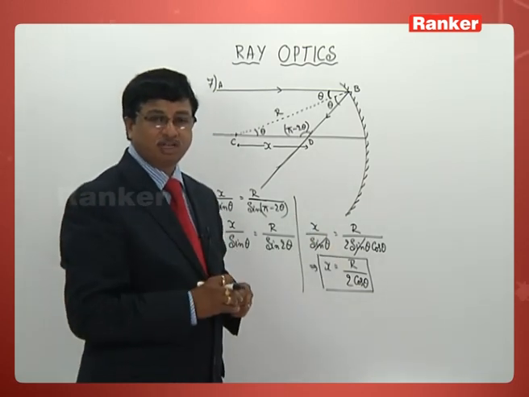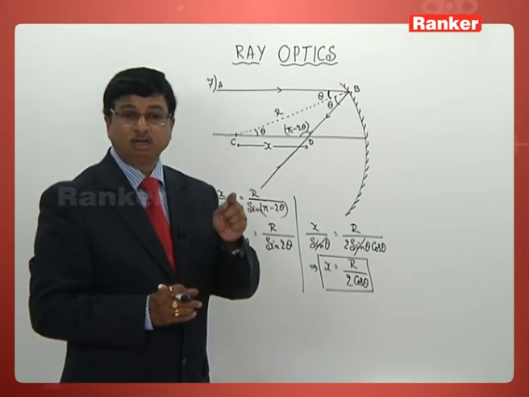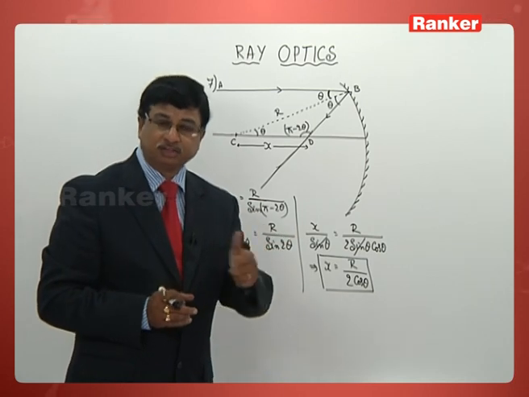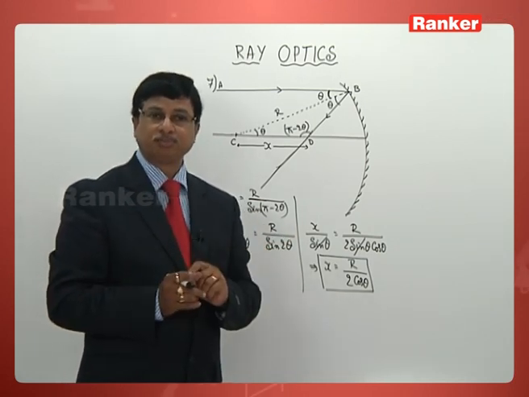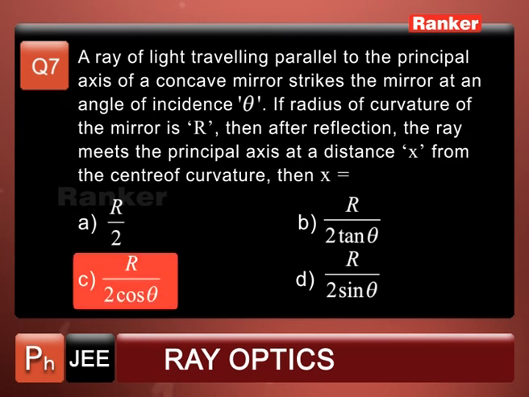See the first option given, it's r by 2. See the second option given, r by 2 tan theta. Third option, r by 2 cos theta. And fourth option, r by 2 sin theta. So out of the four options, it is exactly the third option that has been provided to us in the problem. So r by 2 cos theta. So you can say the correct answer for this one is C.